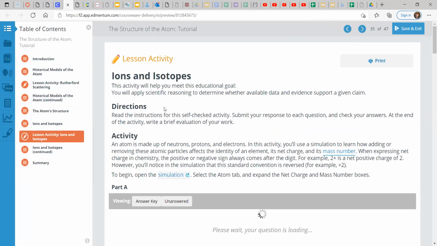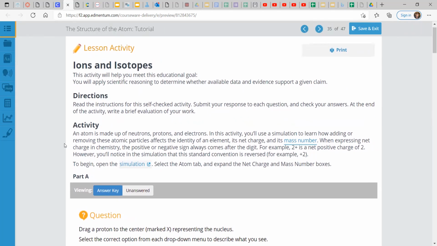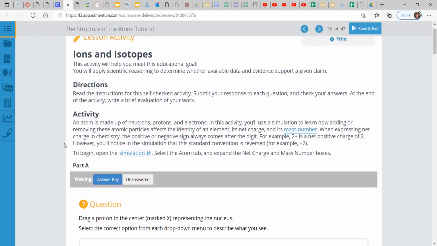And then we have another lesson activity dealing with ions and isotopes. In this activity, we're going to look at how an atom is made up of neutrons, protons, and electrons. We're going to use a simulation to learn how adding or removing these atomic particles affects the identity of an element, its net charge, and its mass number.